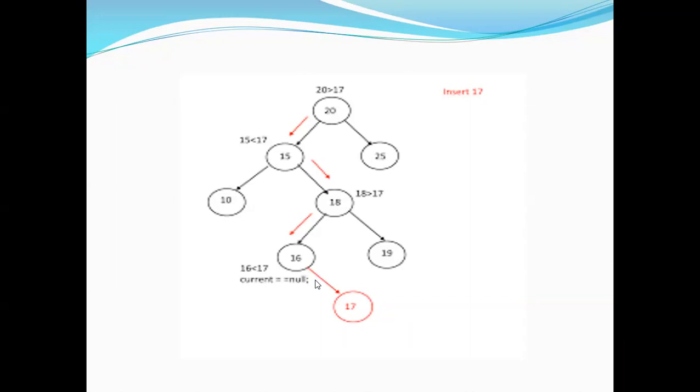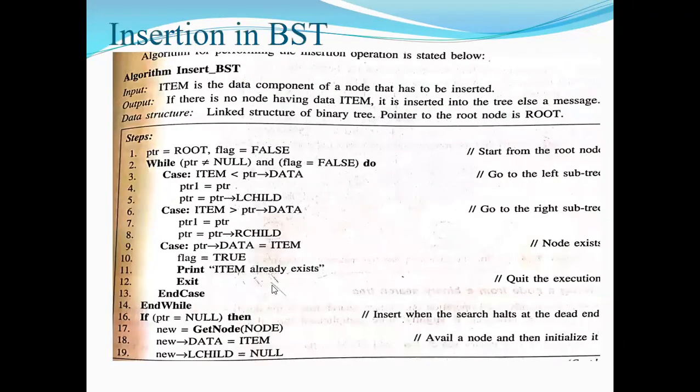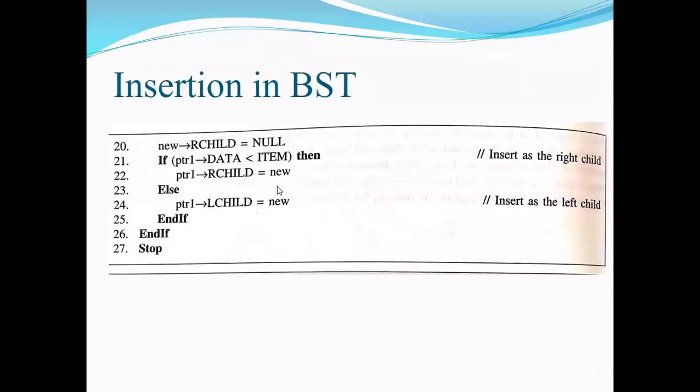So in this way, insertion can be done. For insertion, first we should go to either the left subtree or the right subtree. This portion is needed. Then we will create a new node and insert it as either the right child or the left child of the current node.